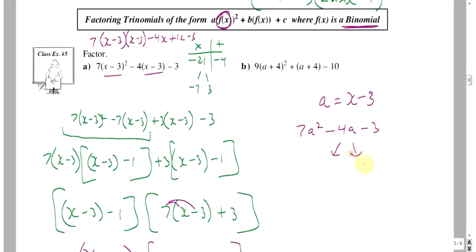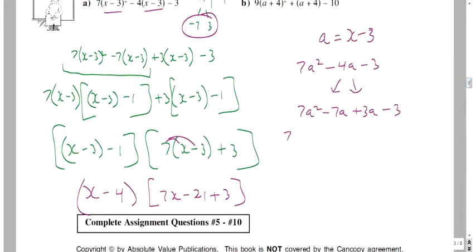Okay, so let's finish this one. What do I want to break this down into? Well, minus 7 and plus 3. 7a squared minus 7a plus 3a minus 3. Factor by grouping. Take out 7a, a minus 1. Why am I using square brackets? Okay. What can I take out of this? 3. Everybody happy so far? Okay.